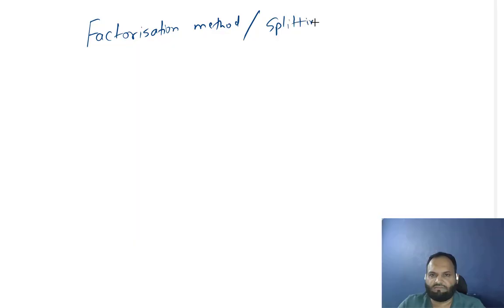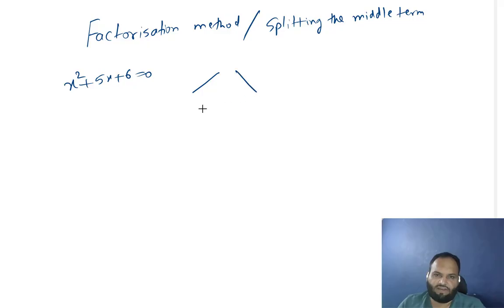Now let's see the first method of solving a quadratic equation, that is factorization method. It is also called splitting the middle term. For example, a very famous quadratic equation is x square plus 5x plus 6 equal to 0. We can split the middle term as such. This product should be 6 and the sum should be 5. There are only two options, 2 and 3. If I say 2 plus 3, I get 5, and 2 times 3 is 6. So I will split this into 2 and 3.